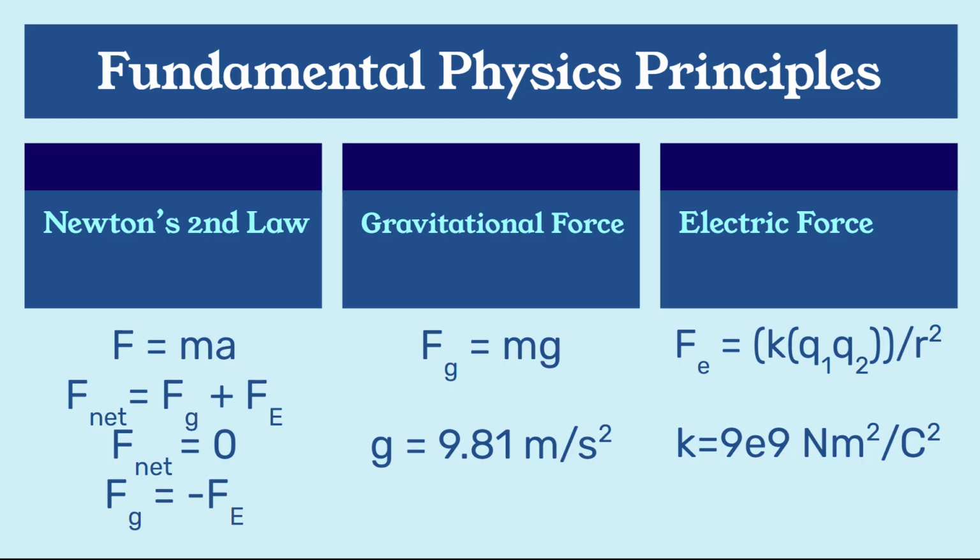The force of gravity is found by multiplying mass times the gravitational constant of 9.81 meters per second squared. The electric force is obtained from this equation, where K is equal to 9 times 10 to the 9th Newton meters squared per coulomb squared.